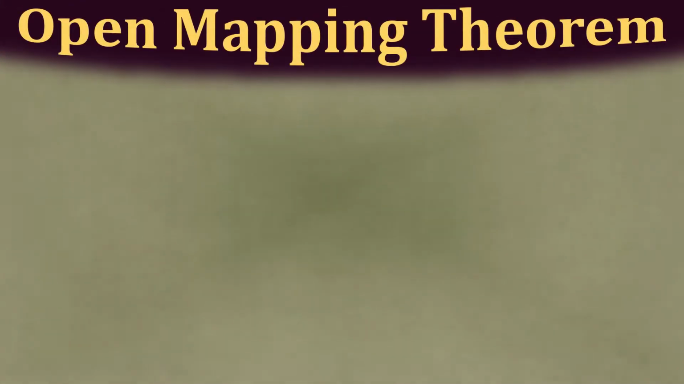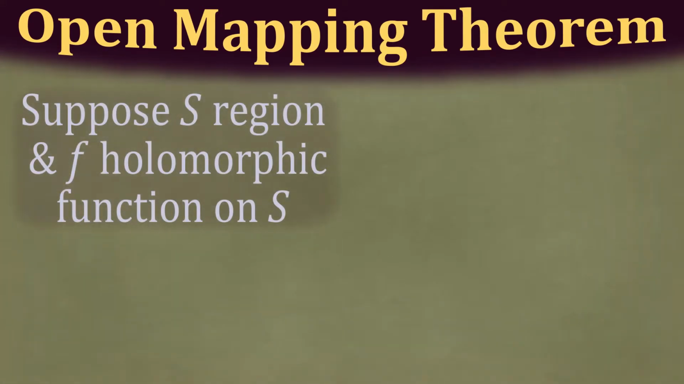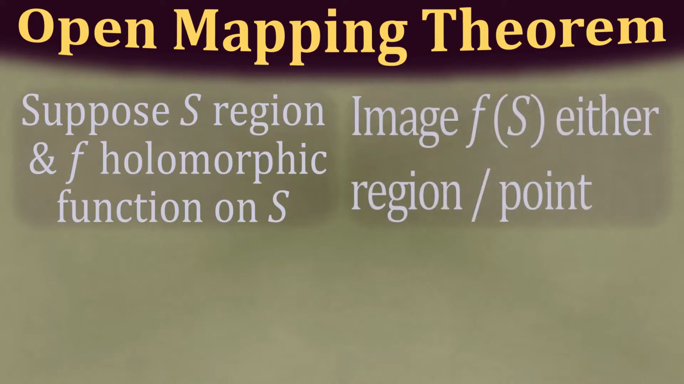Next, let's state the open mapping theorem. Suppose that S is a region and f is a holomorphic function on S. Then the image f of capital S is either a region or a point.